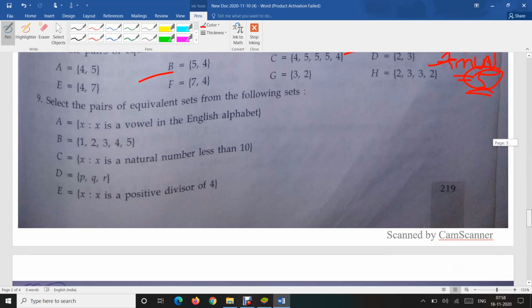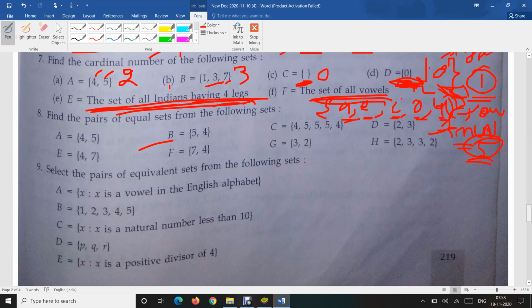Now let's see question number 8. Find the pairs of equal sets from the following. We have to find only the equal sets, not the equivalent sets. See, here we have {4, 5}. Now you have to see the set which contains 4, 5.